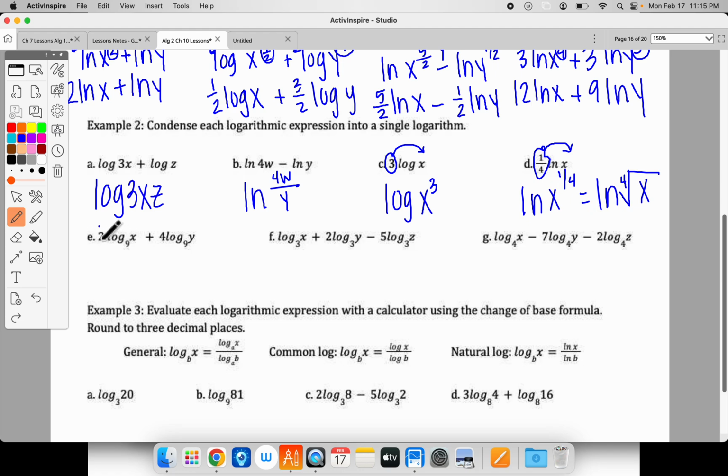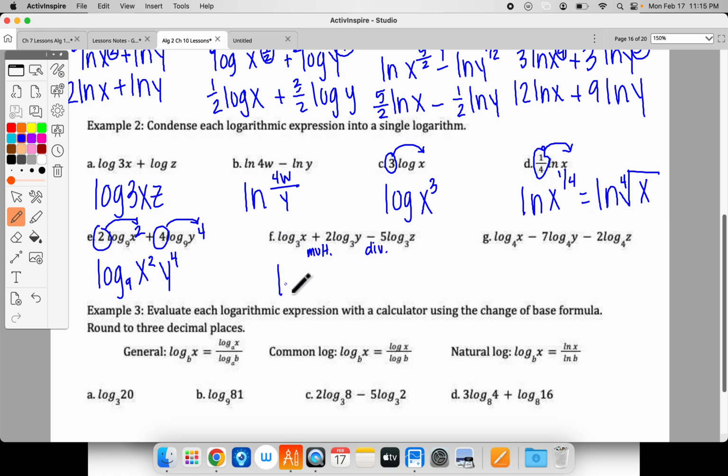Okay, this one right here, again, these front numbers can go back to the exponent. And then when it's addition, you're multiplying. So this is log base 9 of x squared y to the 4th. So this one's got multiple. Addition means you're multiplying, and division means you're going to divide it. Subtraction means you're going to divide it.